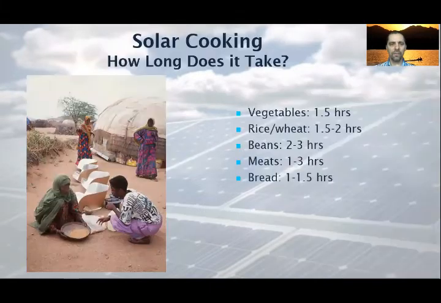On this slide, you can see approximately how long it takes to cook something in a normal solar cooker. As you see, it takes a bit longer to prepare dinner with solar energy, especially when it is cloudy. For example, to cook a rice meal takes 1.5 to 2 hours, but with free energy.